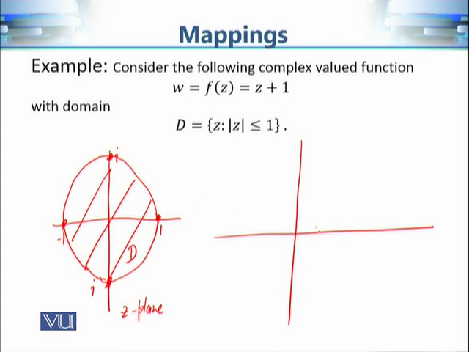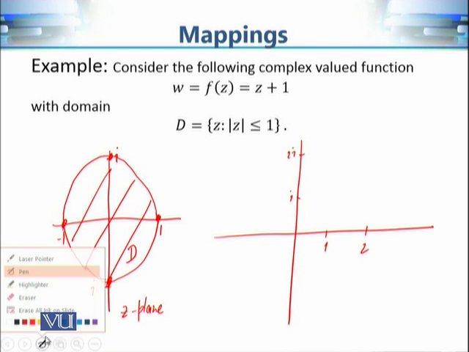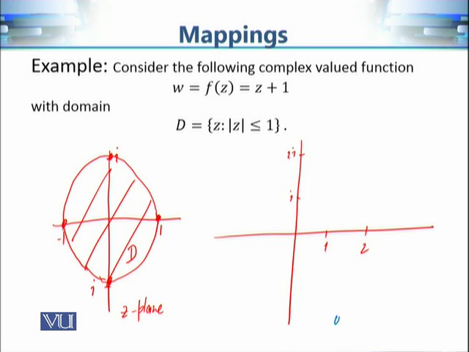Okay, so this is the w plane. This is 1, 2. Okay, so iota, 2 iota. Let's see what are the images of these points in the w plane. So the image of 1 is 2. The image of iota is 1 plus iota. The image of minus 1 is the origin, and the image of minus iota is 1 minus iota.